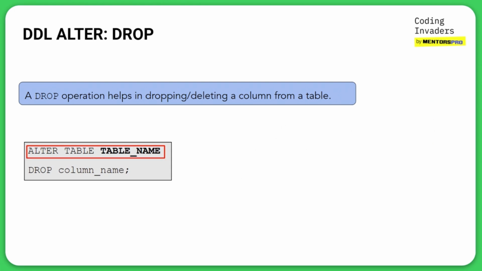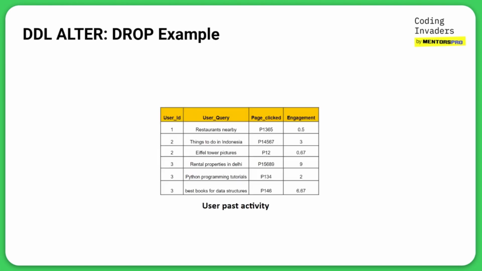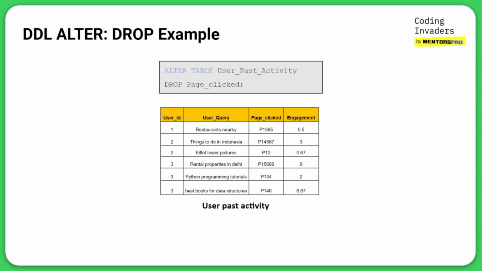It starts with the statement alter table, table name, and then we have the keyword drop, and at the last we have the column name which we want to drop. Let's look at an example now. Here we have the same user past activity table from our search engine case study. Now we want to drop the column page clicked. Before I show you the query, I want you to give it a try. So go ahead and pause the video. Let's look at the command now.